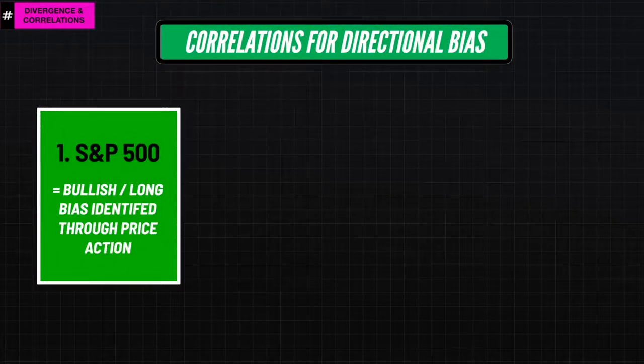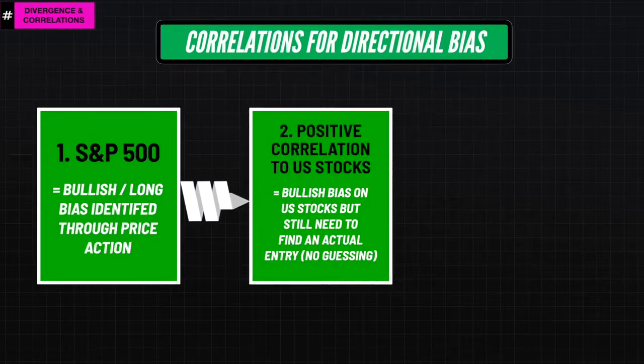Again, we first found price action on the S&P 500 that gave us our bullish long bias. Then, since the S&P 500 has a positive correlation with US stocks, this again gave us a bullish long bias on US stocks we were watching.